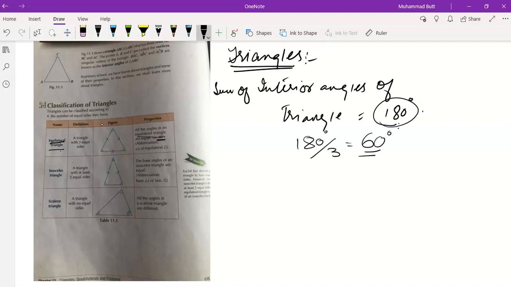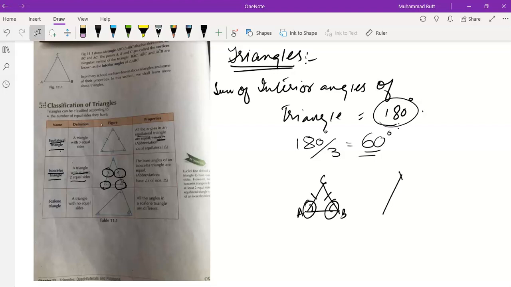Then comes isosceles triangle. What is an isosceles triangle? An isosceles triangle is a triangle with at least two equal sides. These dash notations show us that these two sides are equal in length. When two sides are equal in length, their base angles are also equal. So if one angle is of 30 degrees, it means that the second angle is also of 30 degrees. This is the basic property of isosceles triangle. Like over here, I can write again. If these two sides are equal in length, their base angles are also same.